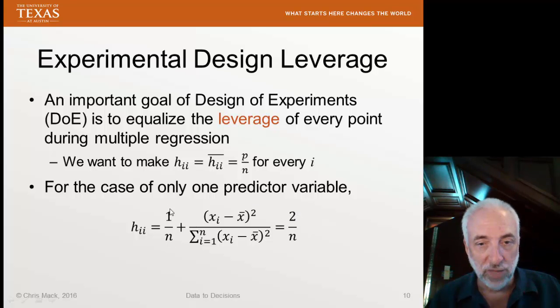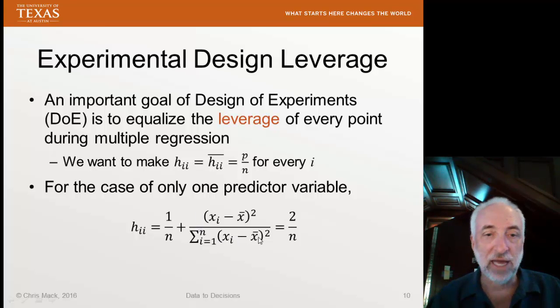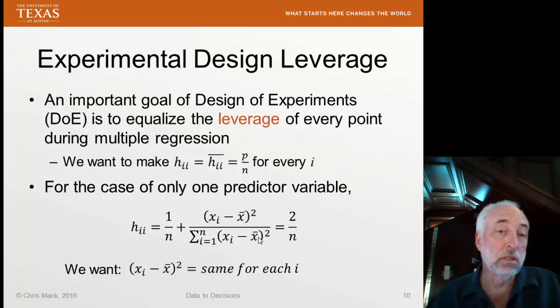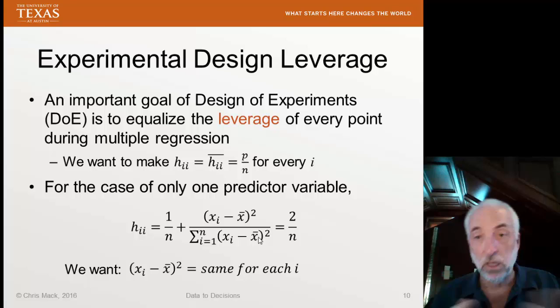Well, here's 1 over n. So that must mean this must also be 1 over n. How can I make this 1 over n? I can only make this 1 over n if (xi minus x bar) quantity squared is a constant, the same for every i. If that's the case, then I will have equal leverage for every data point.